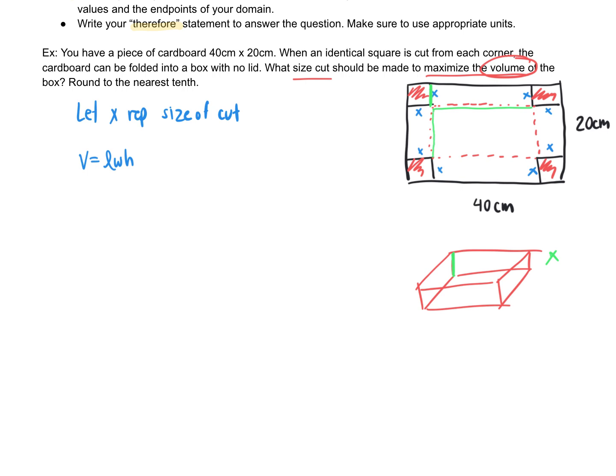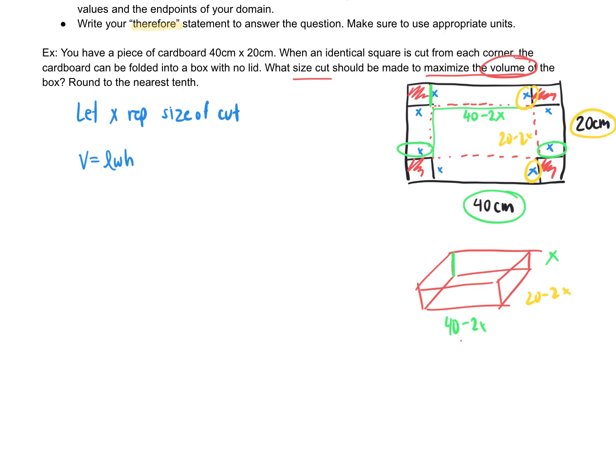Now the original length of this cardboard box was 40 centimeters. But then I removed x from one side and x from the other. So that leaves us with 40 minus 2x. And there's the length. Likewise, the width was 20 centimeters, but I'm removing an x from the top and bottom. So 20 minus 2x is the width.